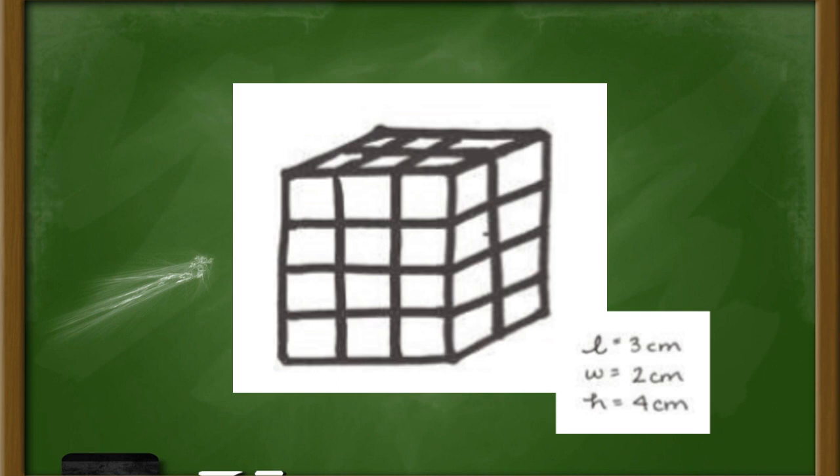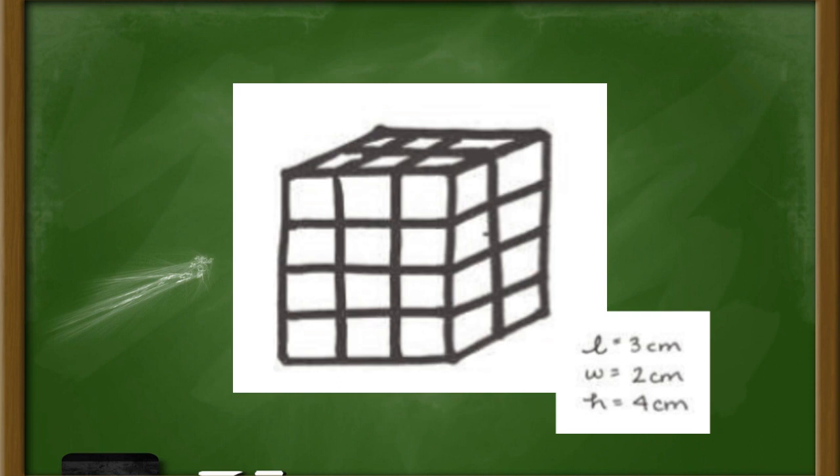Let's first look at the length. The length is how many cubes are across. 1, 2, 3 cubes go across the face of our shape. That means the length of our shape is going to be 3 centimeters. Now let's find the width. The width is the side of our shape and how many it goes back. I count 1, 2 on the width. Let's add 2 to our width.